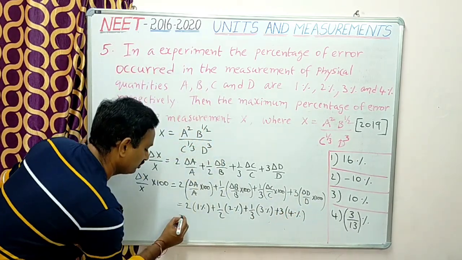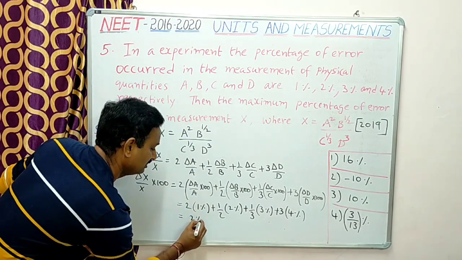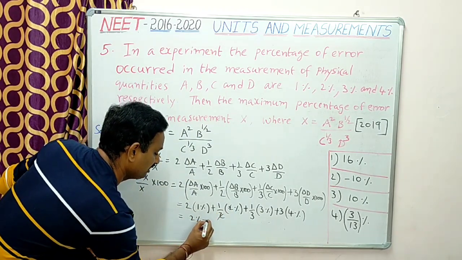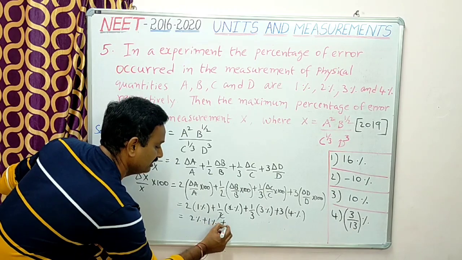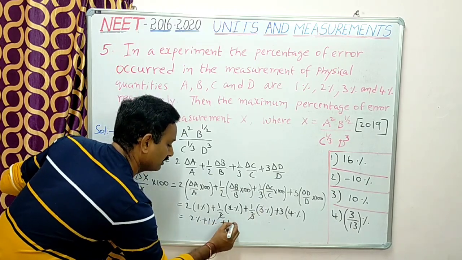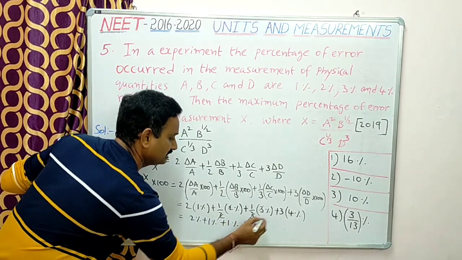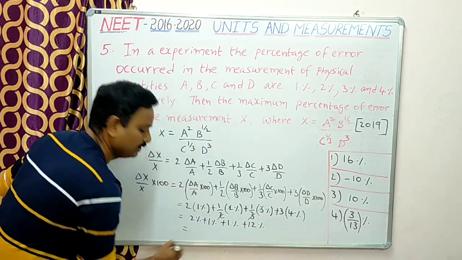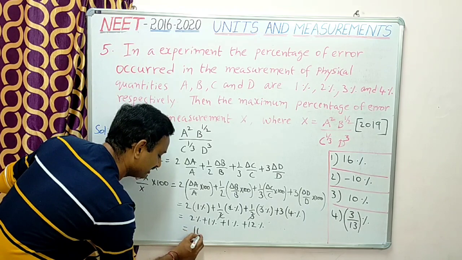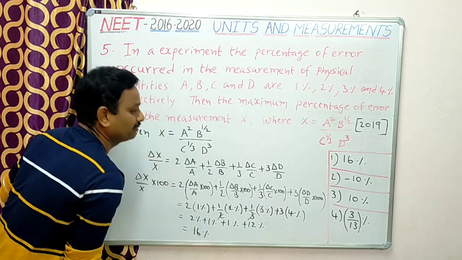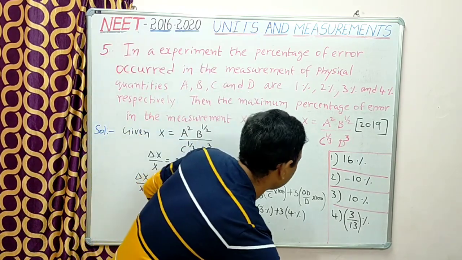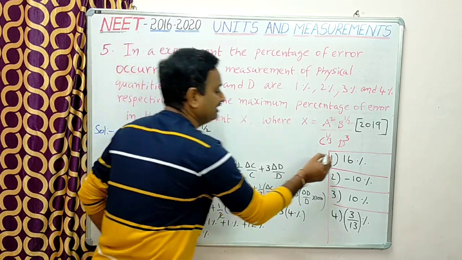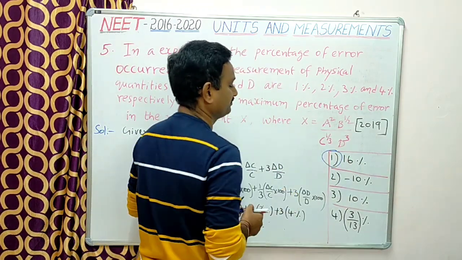Okay. So 2 into 1%, 2%. Here 2 cancel, so you will get plus 1%. Here 3 cancel, you will get 1%. Next 3 into 4, 12%. So if you add all these, you will get 16%. So from the given options, answer is first one, that is 16%.